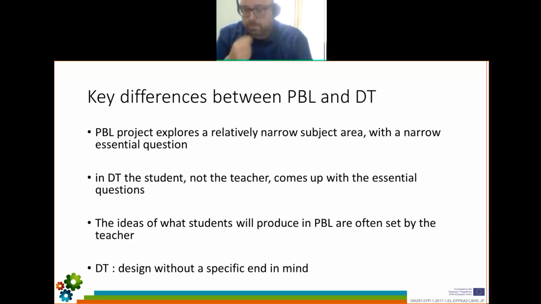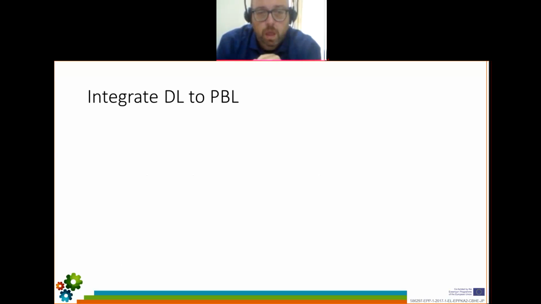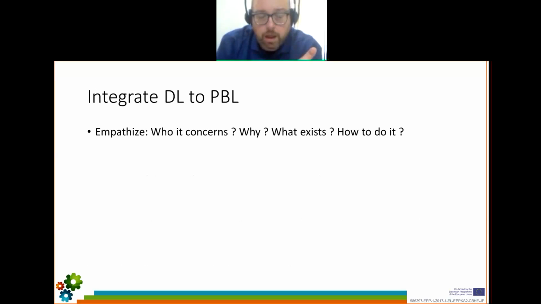So in design thinking, as I was saying, you don't have a very specific end in mind. You have a beginning that is shared by everyone, and then how it unfolds depends greatly on who is involved and how they are actually analyzing the situation. So integrating design thinking into PBL is very doable.